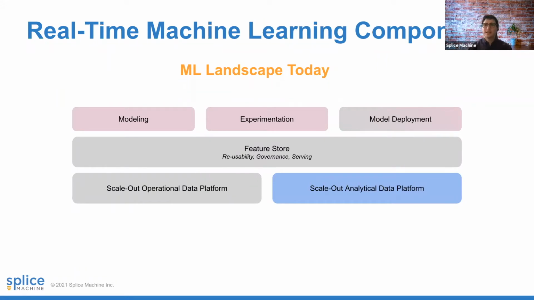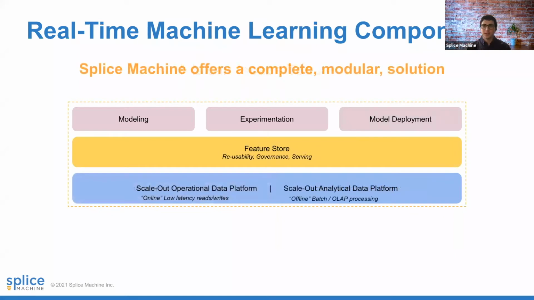And so what is Splice Machine? Where does Splice Machine fit in this architecture? Splice Machine is a complete modular solution for real-time machine learning. We offer all of the components necessary to do real-time machine learning with a little twist. Instead of having a separate database for operational data as well as analytical data, we have a single hybrid database that does both of these things.